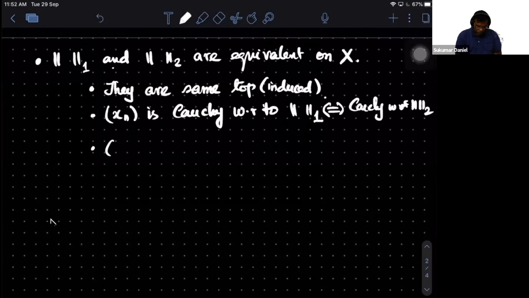Can you also conclude the same thing? What is the next thing that we can conclude? So Cauchyness doesn't change with respect to these equivalent norms. If it is Cauchy with respect to one, it will be Cauchy with respect to the other. What is the next thing? Convergence. Is that also immediate?